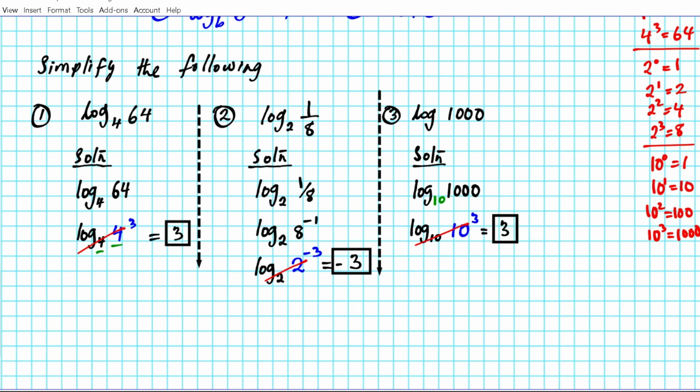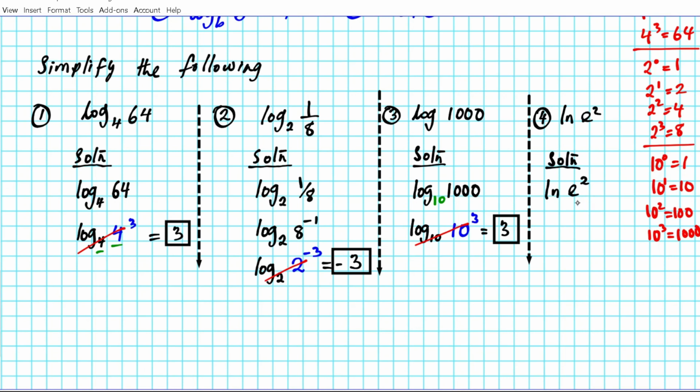Okay, let's move on to question number 4. So for question number 4, we're going to be doing a problem involving the natural log. Okay, so let's say we have to simplify the natural log of e squared. So how do we do that one? Okay, so natural log of e squared.